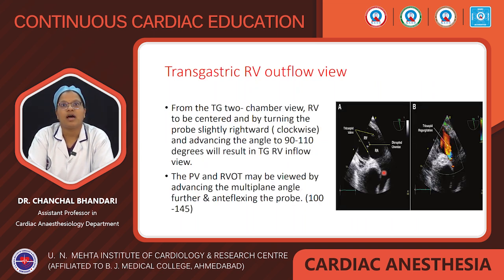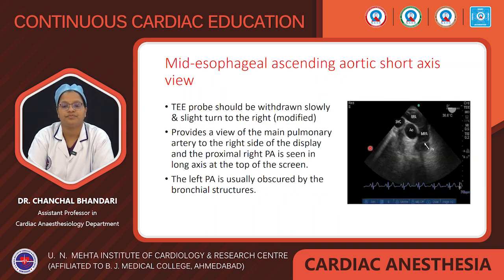Next is the transgastric RV outflow view. From the transgastric 2-chamber view, the right ventricle is to be centered, and by turning the probe slightly rightward and advancing to 90 to 110 degrees, it will result in the RV inflow view. So this is the RV inflow view, this is the right atrium, this is the right ventricle, and here is the tricuspid valve. From this view, by advancing the multiplane angle further until 110 to 145 degrees and antiflexing the probe, we can see the pulmonary valve and RVOT. So that is the transgastric RV outflow view.